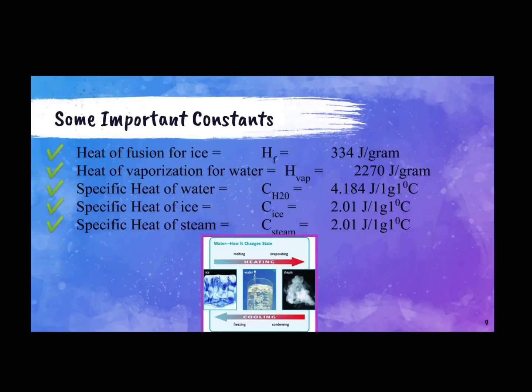So here's some important constants. We have the heat of fusion for ice. We have heat of vaporization for water, specific heat of water, specific heat of ice, specific heat of steam. Those are things that you can write down for a test. You don't have to memorize those.